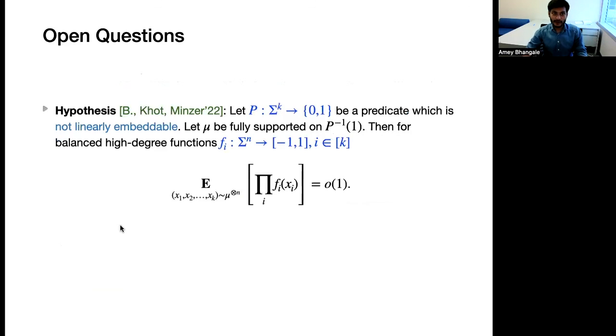Now, let me conclude my talk by stating the obvious generalization of our main analytical lemma to all k-ary predicates. Here we can naturally define linear embeddability for k-ary predicates. I'll just say that in words. A k-ary predicate is linearly embeddable in an abelian group G if there exist k mappings from the domain sigma to G, such that for every accepting assignment, if you sum up the corresponding group elements given by the mappings, then the sum is always 0, the identity element of the group. So if the predicate has no linear embedding, then the expected product of high degree functions is small.